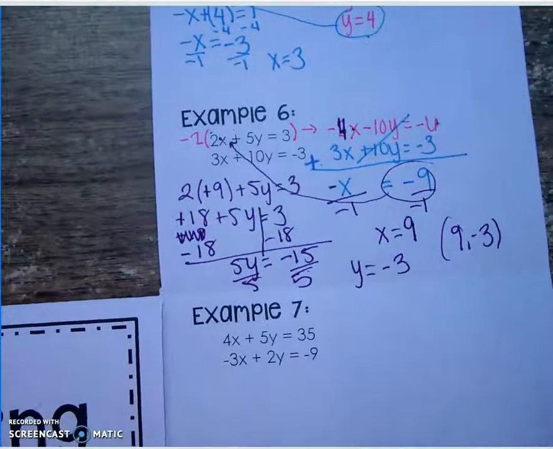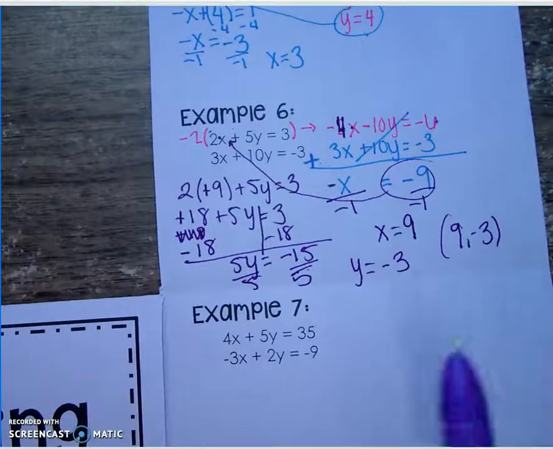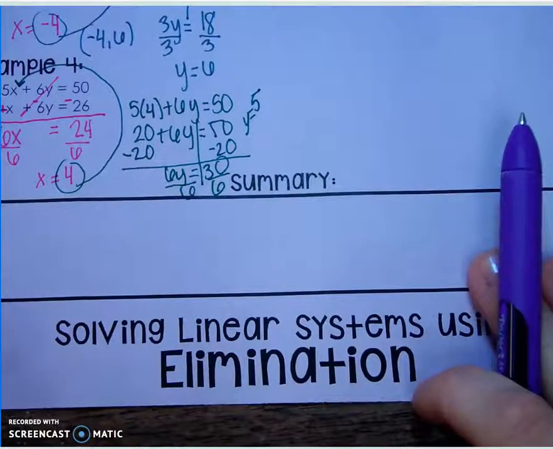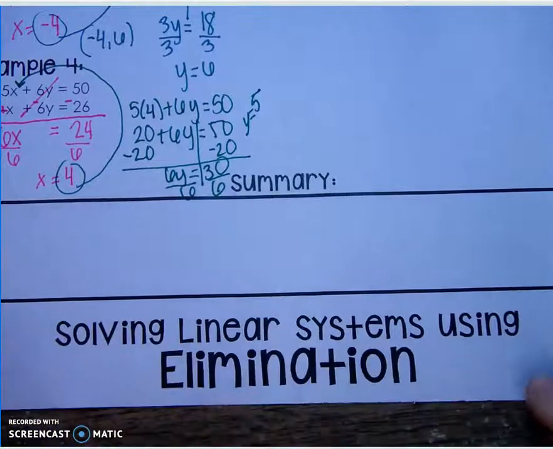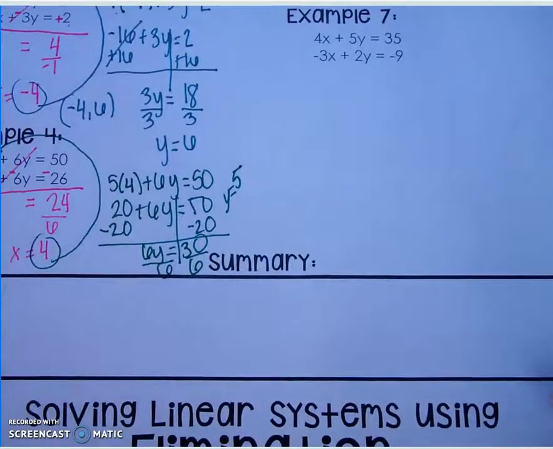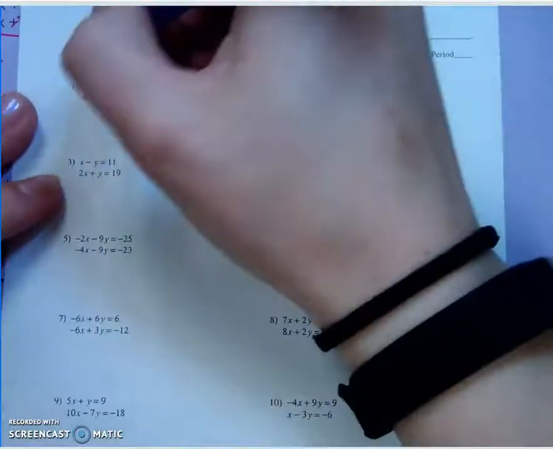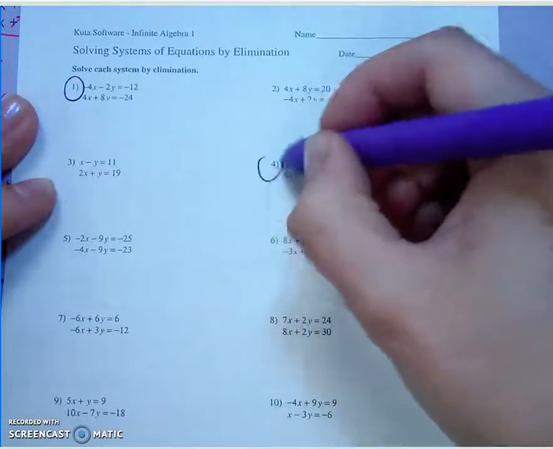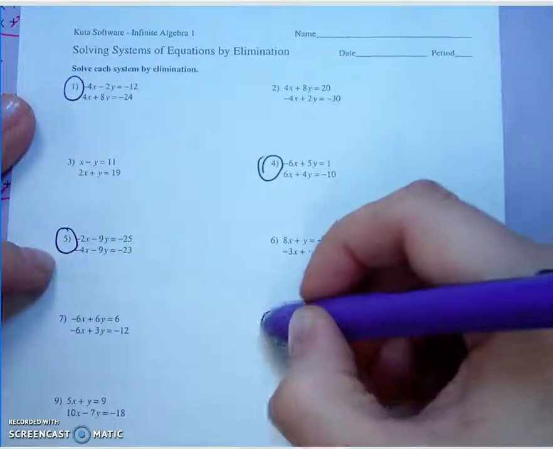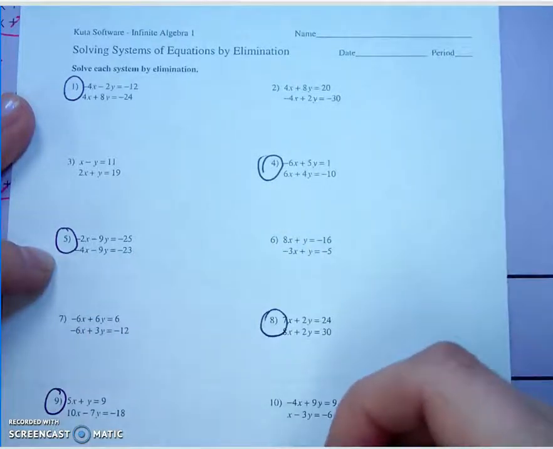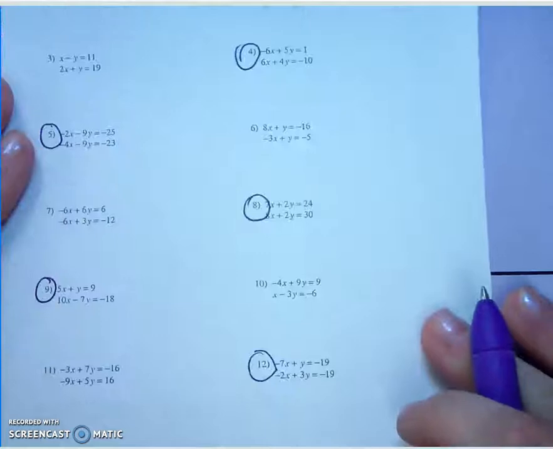I'm going to do this last problem with you in class, but what I'm going to do is pause the video and write in the summary, and then pause, and then you can pause the video to write down what we wrote for the summary. And for your left-hand page, I want you to do numbers 1, 4, 5, 8, 9, and 12. Okay, kind of makes a zigzag. That's what I want you to do.